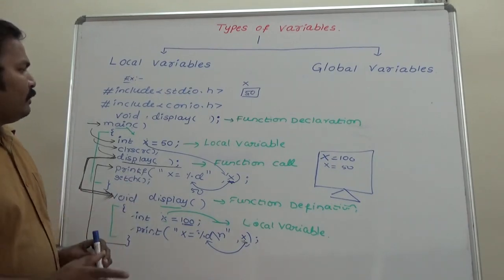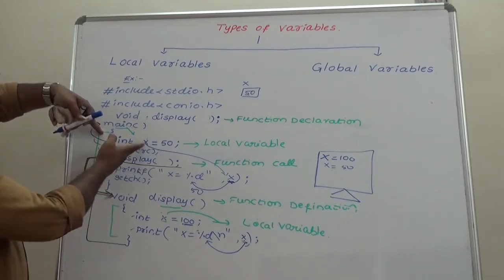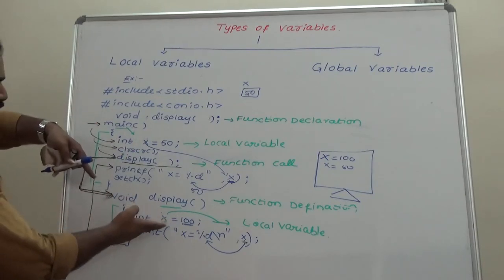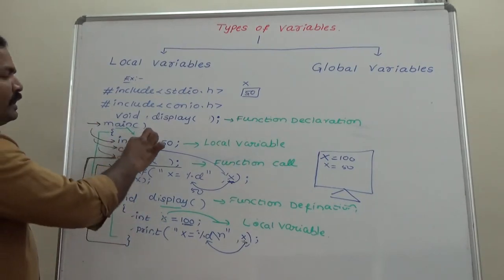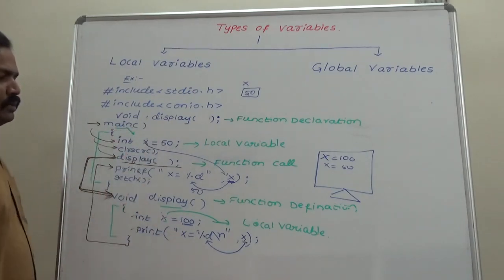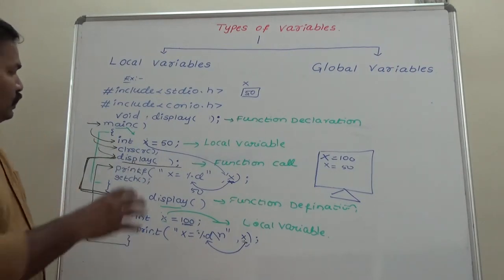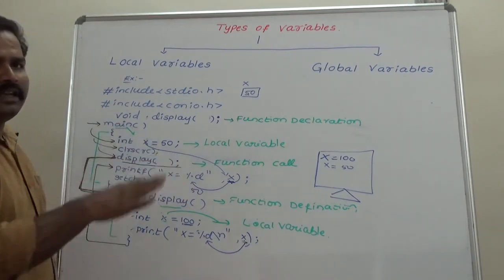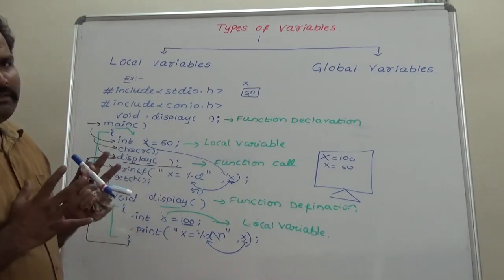So local variables are the variables which are declared within the function. So x is a local variable of the main function. Here x is a local variable of the display function. And the scope of a local variable is limited to the function only. That means we can use local variables only within the function in which they are declared. Okay. So that is about local variables.